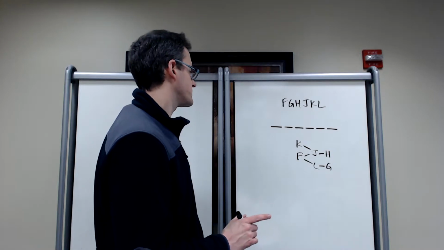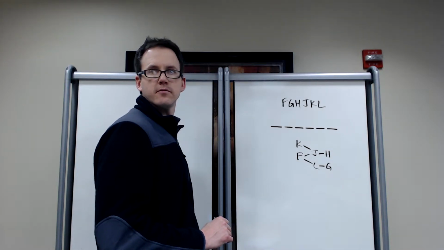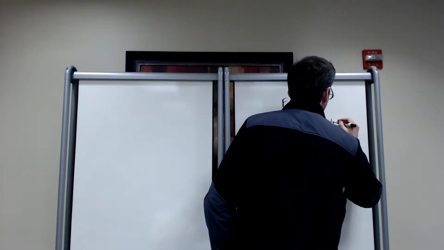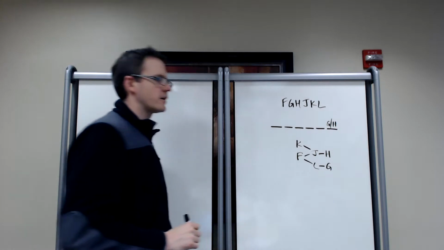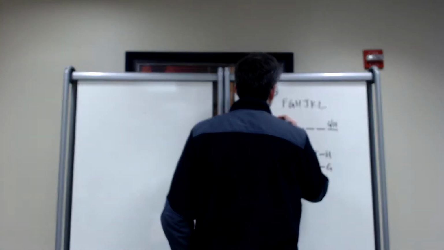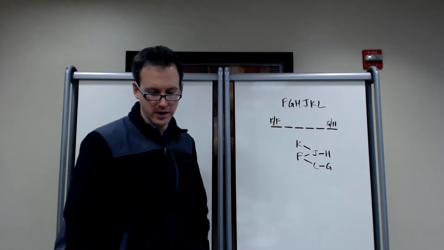So a couple quick inferences that we can make. Who can be last? G and H, right? So G or H. Who can be first? F or K. So those things are worth noting at the beginning of these kinds of ordering games.